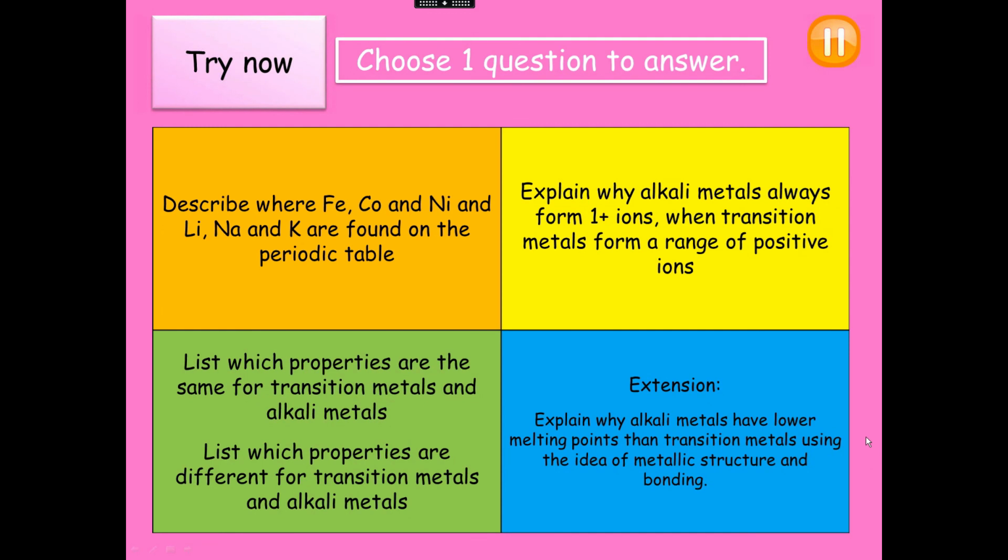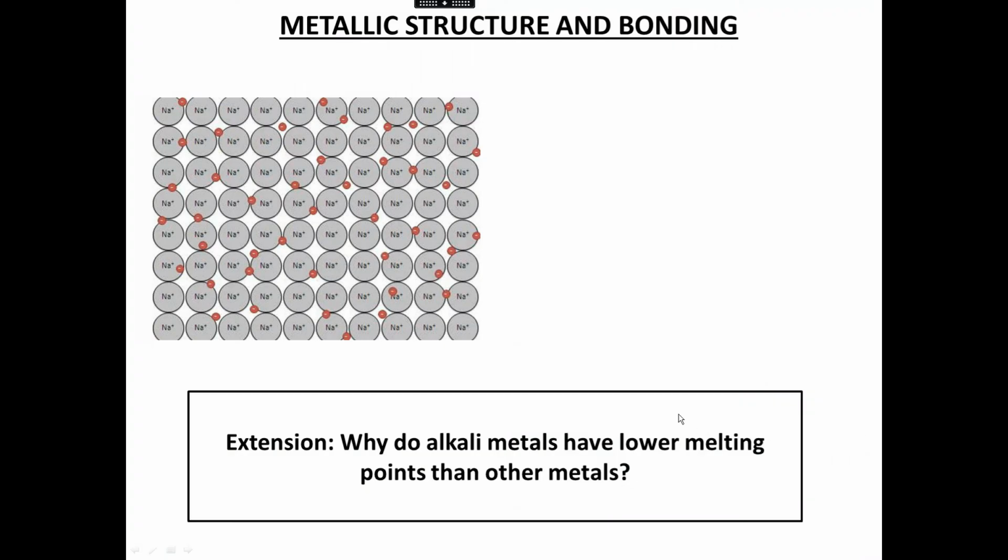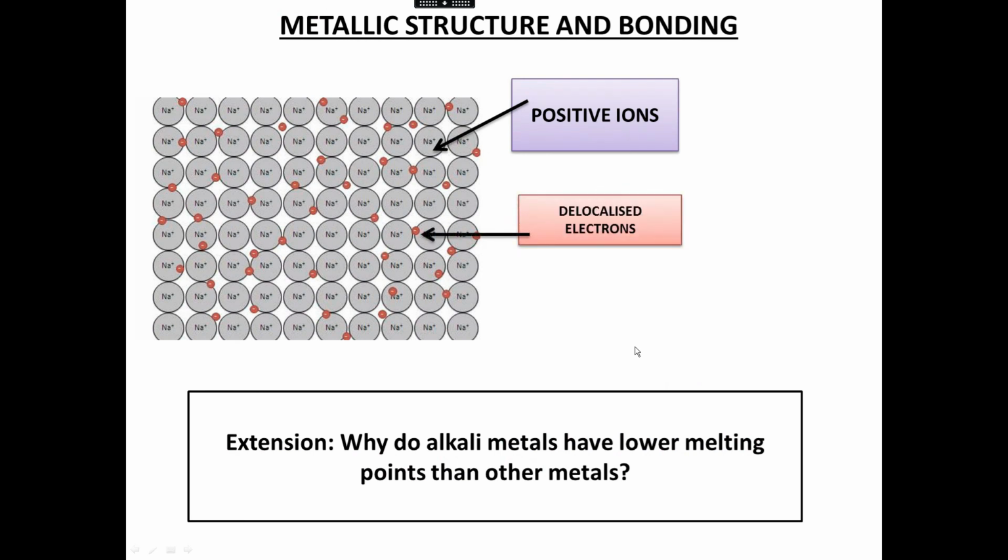Okay, right. Now then, let's have a look. If you're doing the extension question, why do alkali metals have lower melting points than other metals? Well, they have lower melting points because the metallic bonding is weaker. I'm just going to go through what metallic bonding means. Metallic bonding is the attraction between positive ions and delocalized electrons.